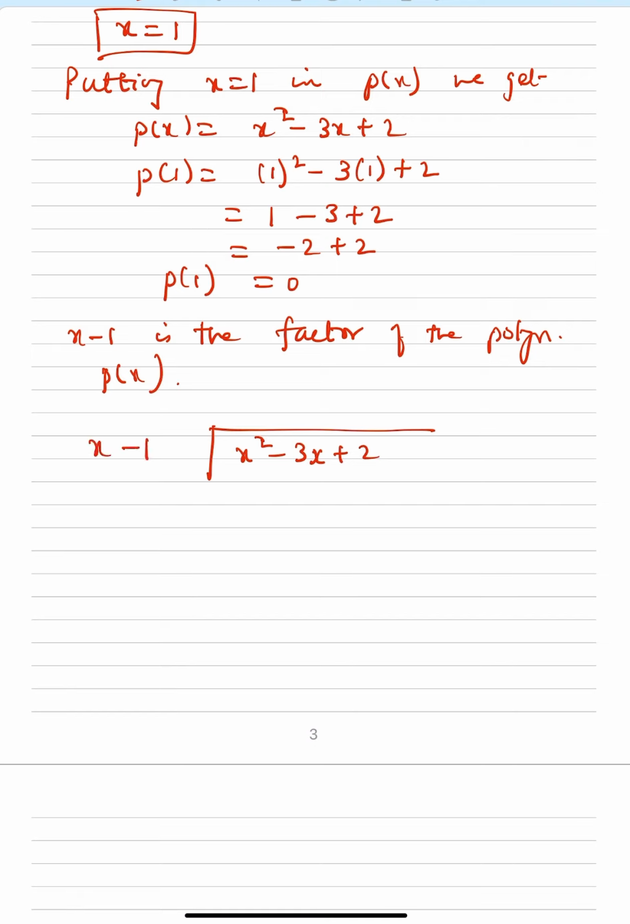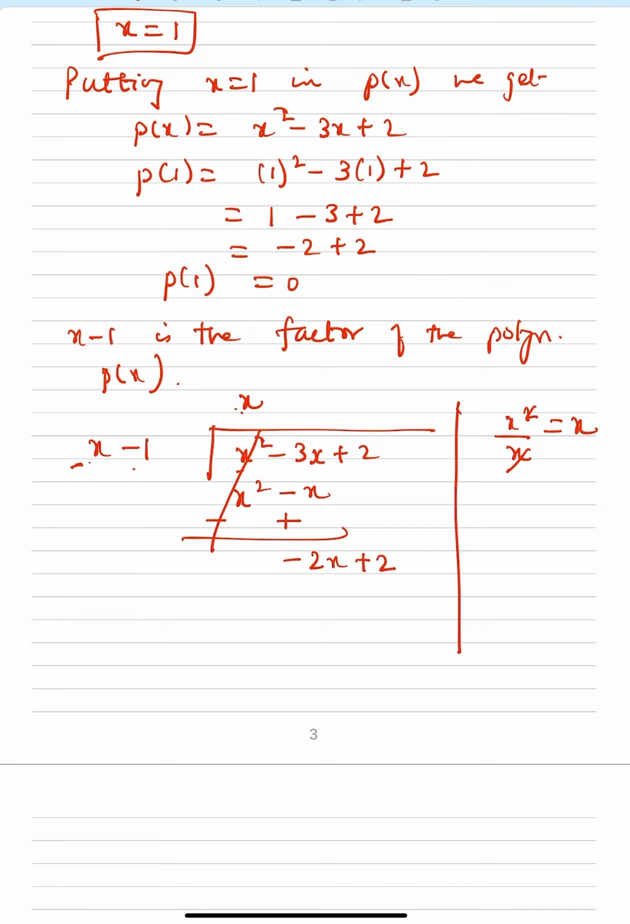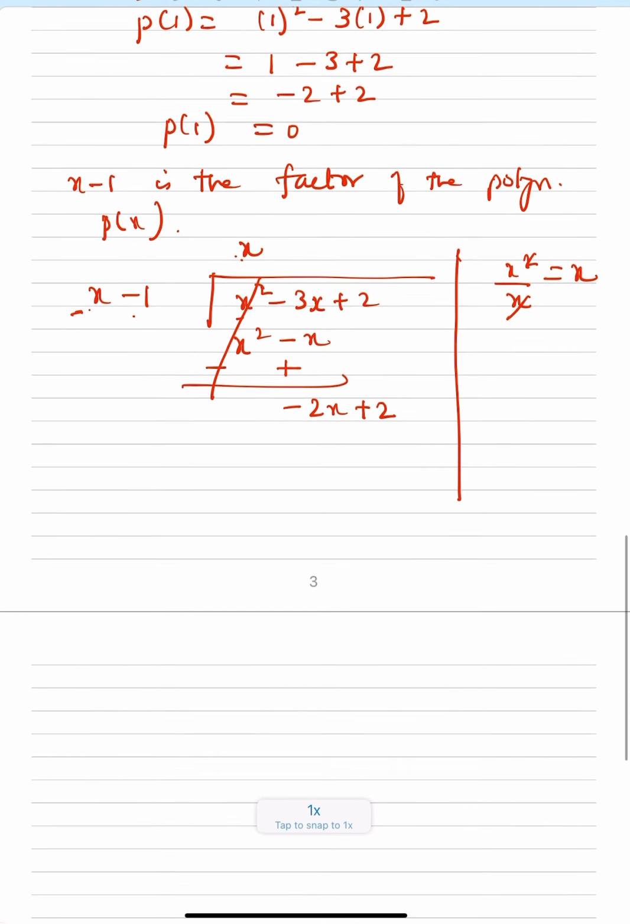We know that the first step is to divide the first term by the first term, x square upon x. 1x gone, so x. The first term of the quotient will be x. X into x is x square. X into minus 1 is minus x. Change the sign. Let this go. Minus 3x plus x is minus 2x plus 2. Got it?